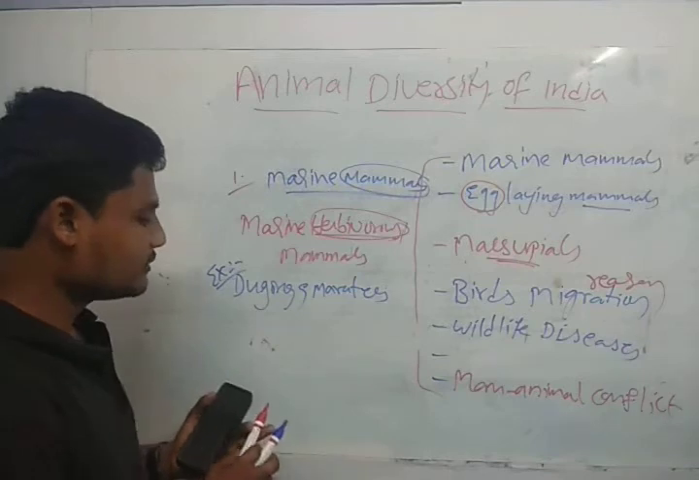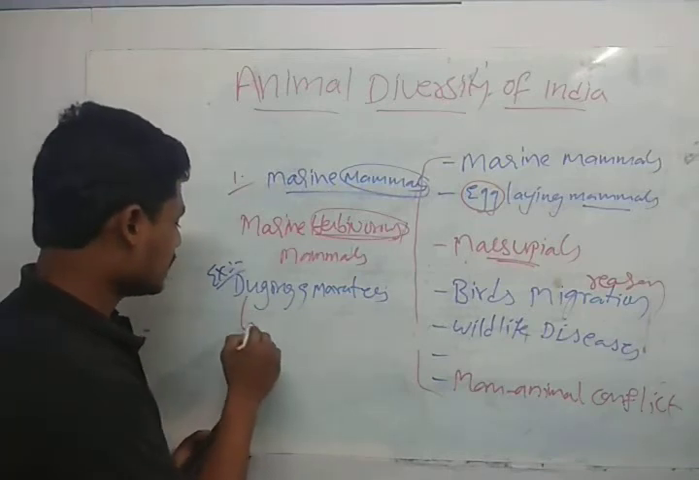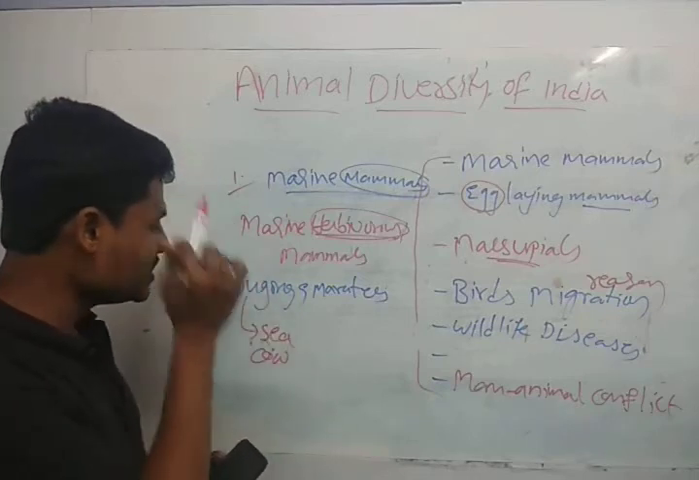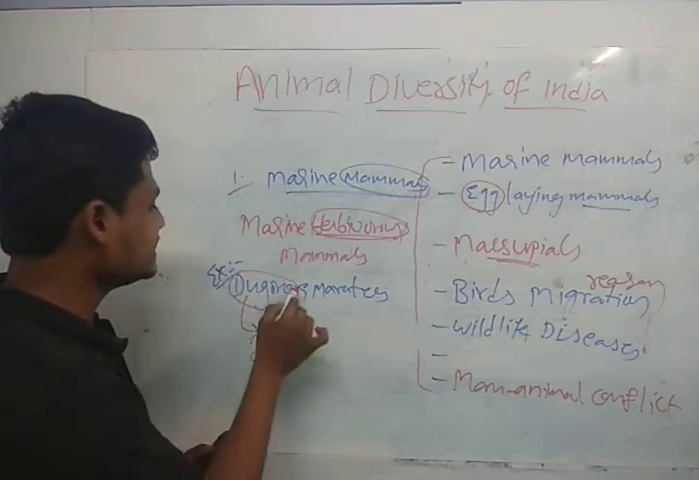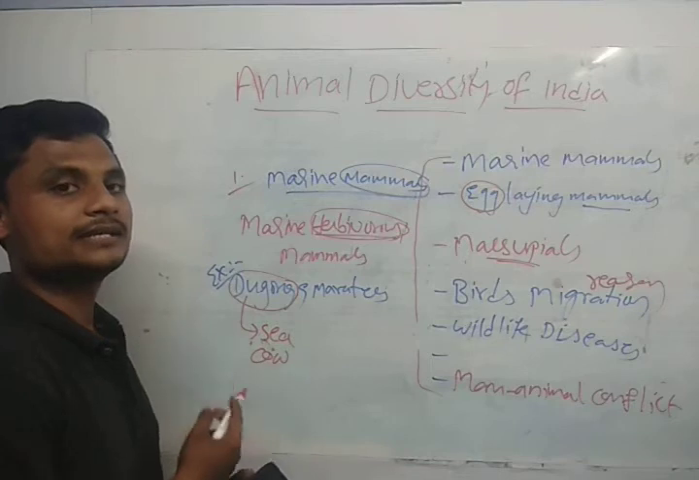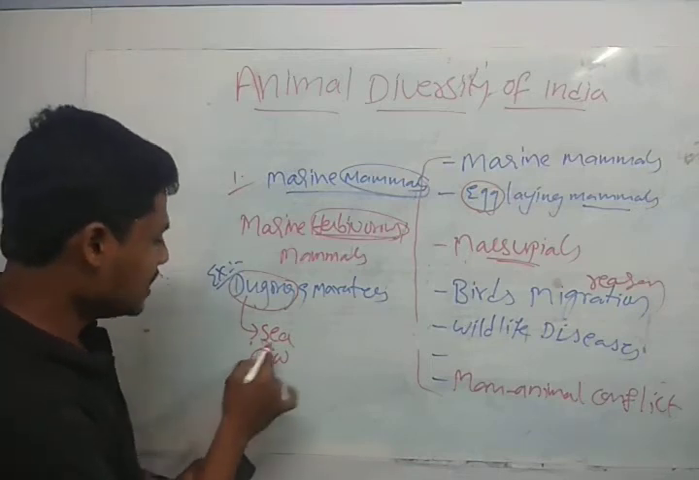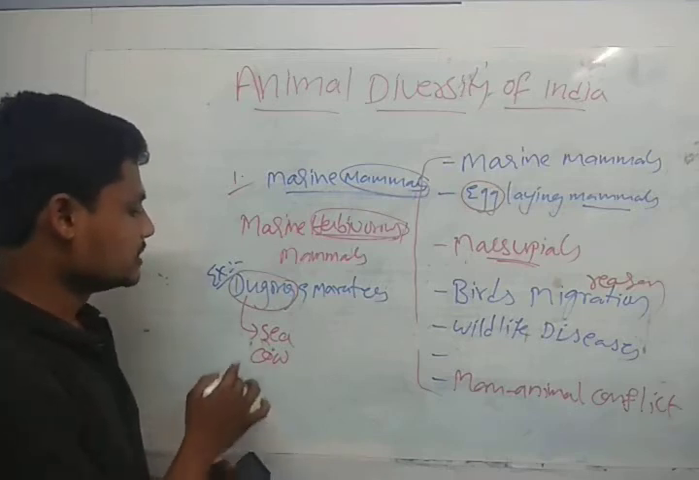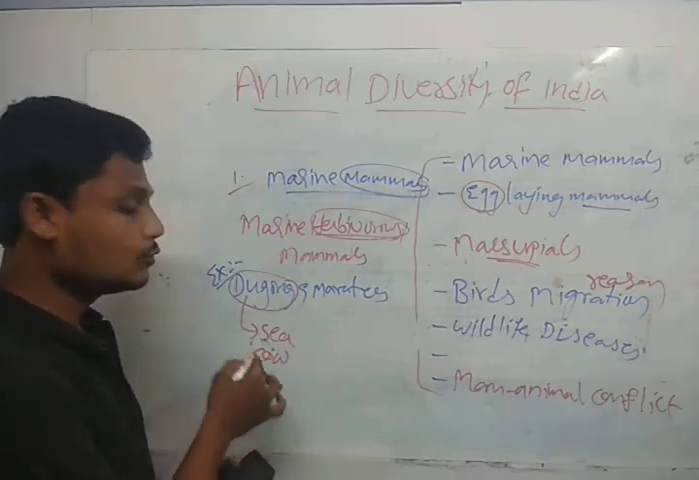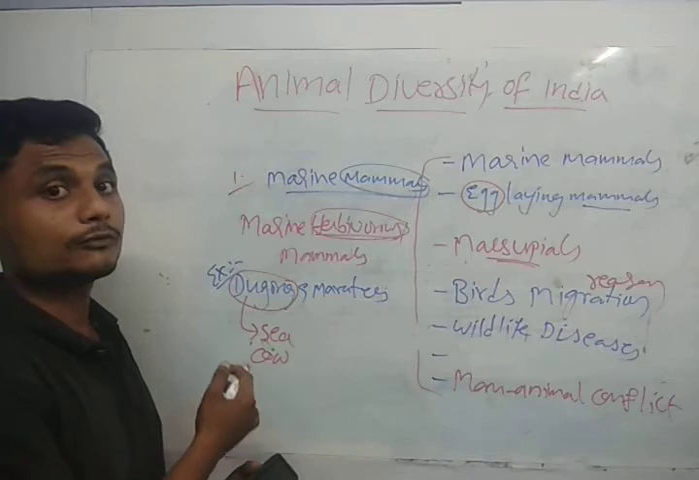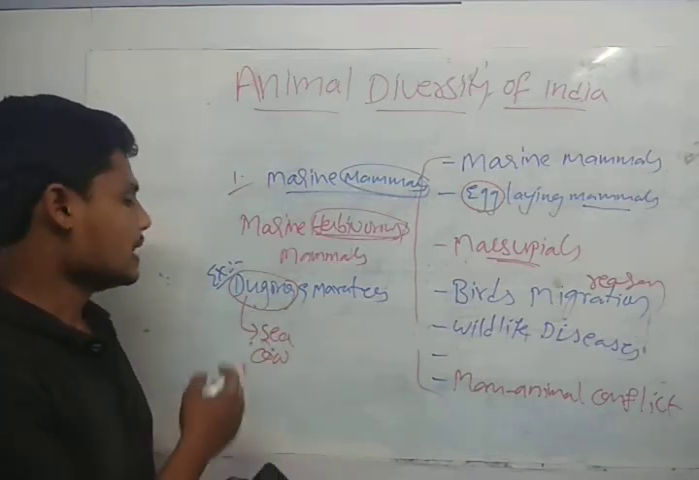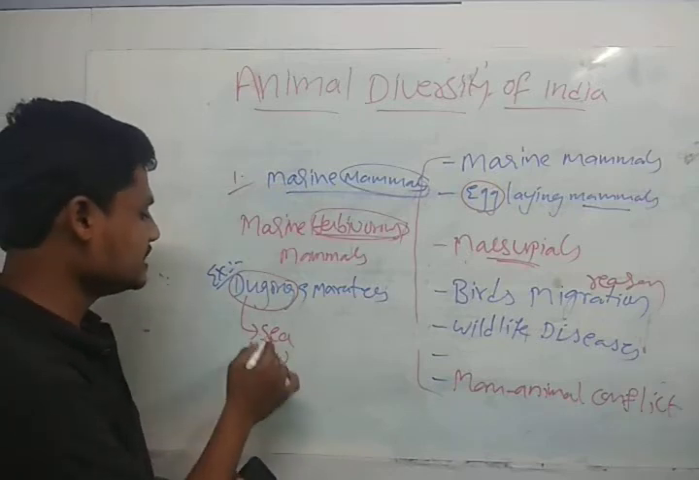The dugong we call the sea cow. Sea cow means this is the one which clears the green plants present in the marine. That's why it is called the sea cow, guys. Because the cow goes to its habitat for grazing on the land, but this dugong does so in the marine, guys. So it has been named the sea cow.